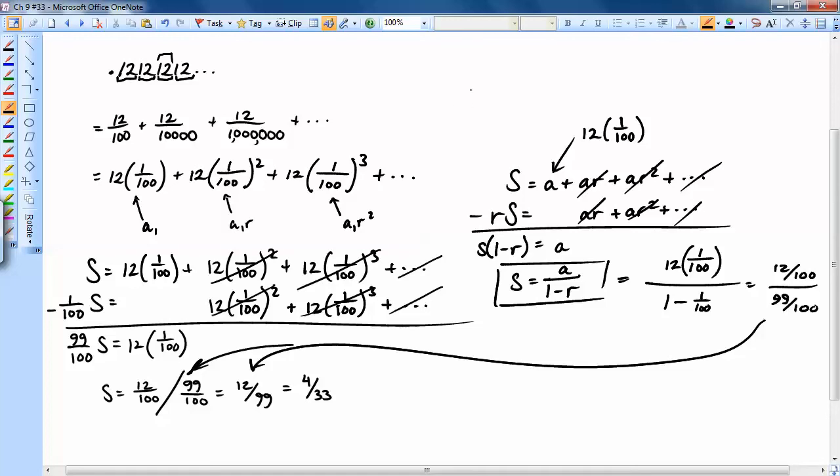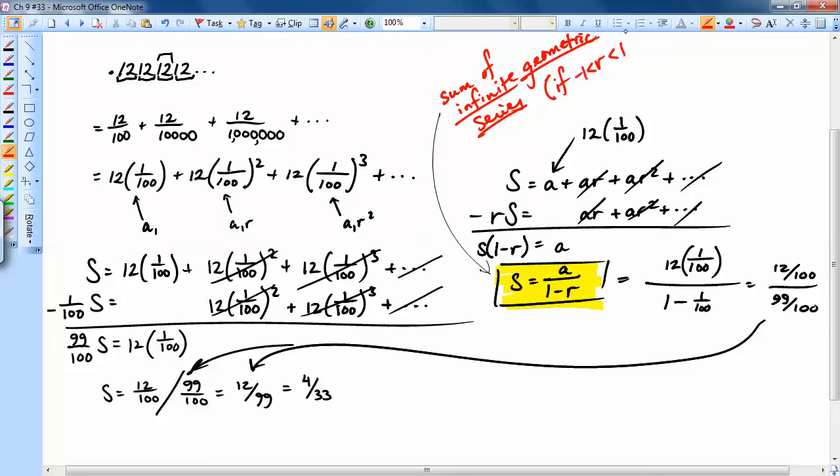Okay, and this, remember, maybe we haven't gotten to this yet in class, but that is the sum of an infinite geometric series. And remember, this only works if r is between 1 and -1. If r is not between those two values, then the series explodes, it doesn't converge, it diverges. Okay, hope that helps.